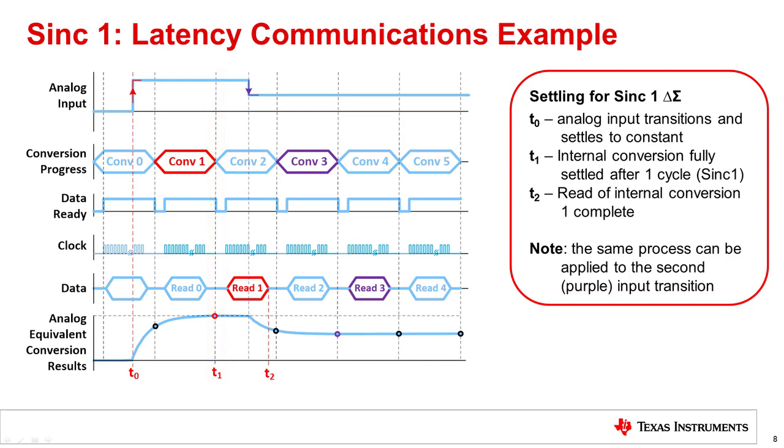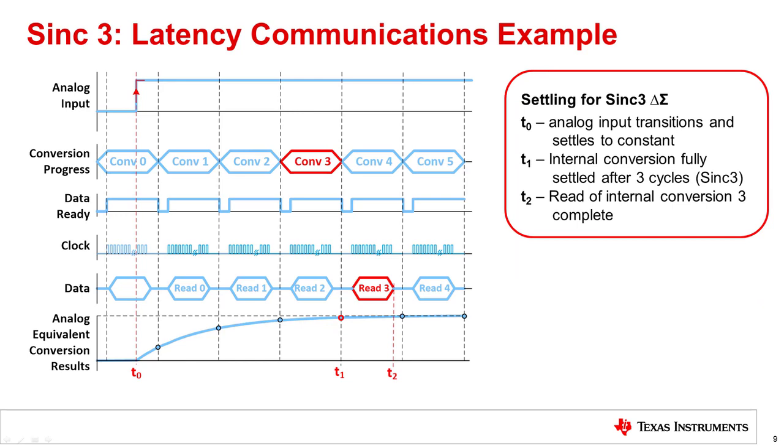Now that the conversion result is fully settled, the data can be read by the microcontroller. This data transfer is known as read 1 in the diagram, and the read is completed at time t2. The same method can be used to show how the purple input voltage step settles. Note that for delta sigma converters, the data ready is used to indicate when the conversion is complete. This is the general way that a Sync 1 low latency filter will operate from a timing perspective. Next, let's look at a Sync 3 filter.